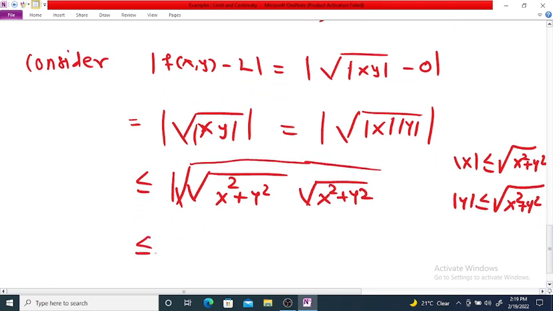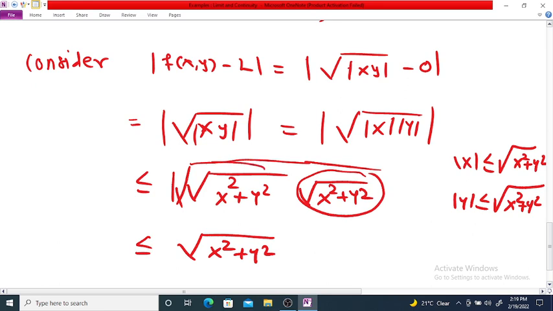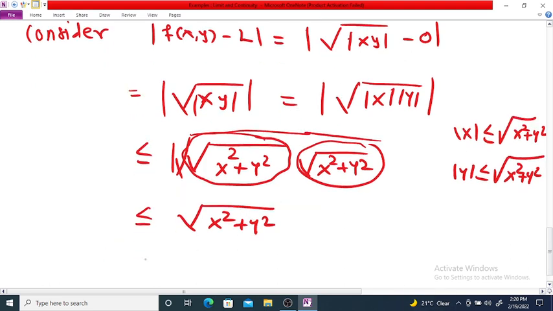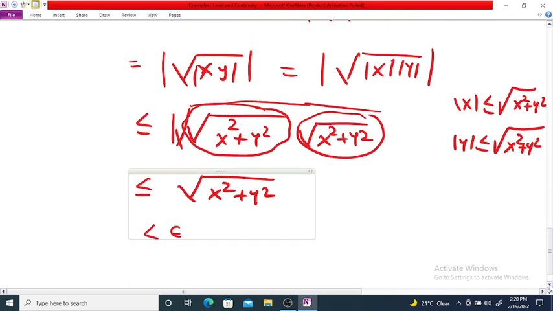This implies it is less than or equal to square root of x square plus y square. And square root of x square plus y square is what? It becomes x square plus y square. Since it is a positive square root, it is less than x square plus y square, and say it is less than epsilon. Now square root of x square plus y square less than epsilon.